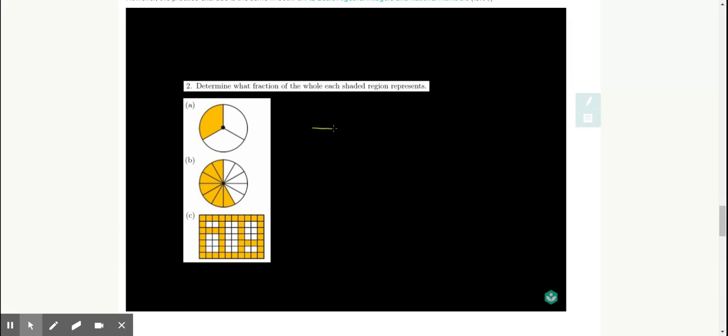So in our denominator, which is the bottom of our fraction, we'll write there's 3 possible pieces, and only one of the possible 3 sections is shaded. So 1/3 is shaded. So this first one is 1/3.